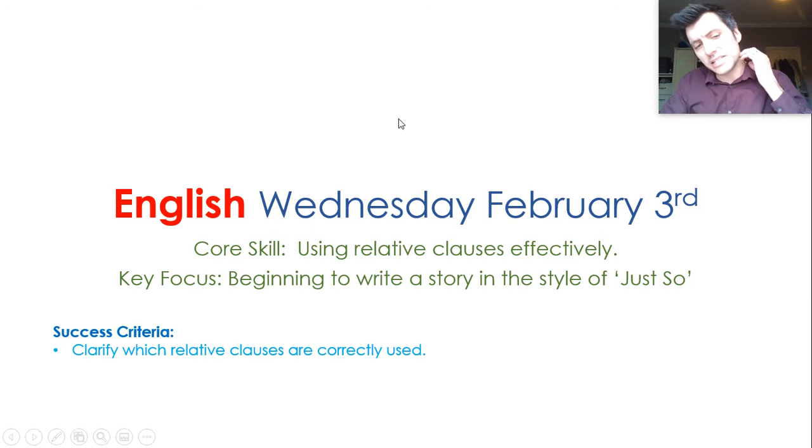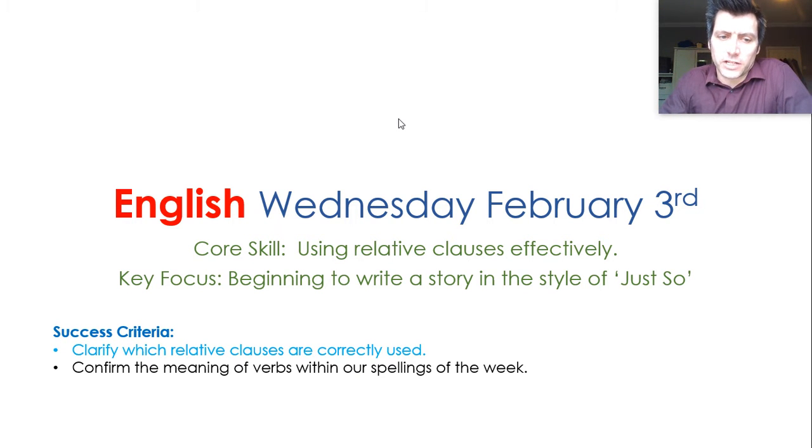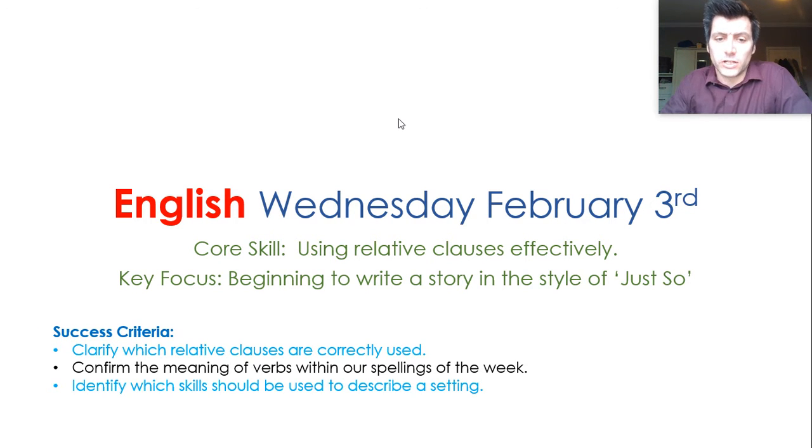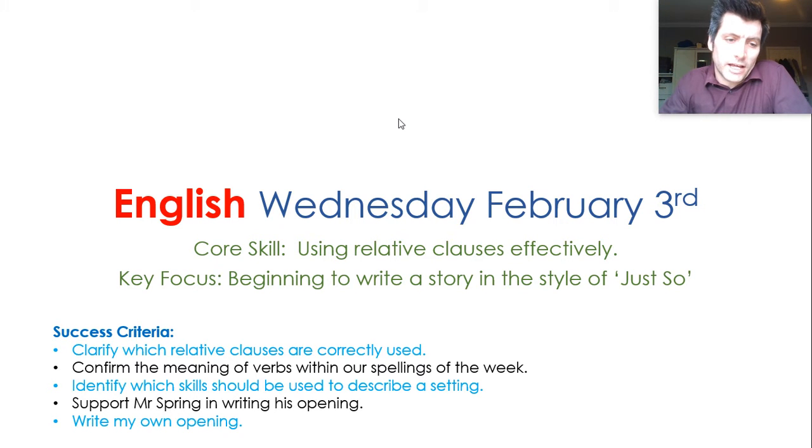Okay? To be successful today, you're going to clarify when relative clauses have been successfully used. You can confirm the meanings of different verbs within our spellings of the week. So you can look at our spellings of the week. You can identify which skills and which writing elements would be expected to be included in a setting description. You're going to support me in writing my opening, and then you're going to write your own opening as well. So that'd be a successful lesson if you've done that.